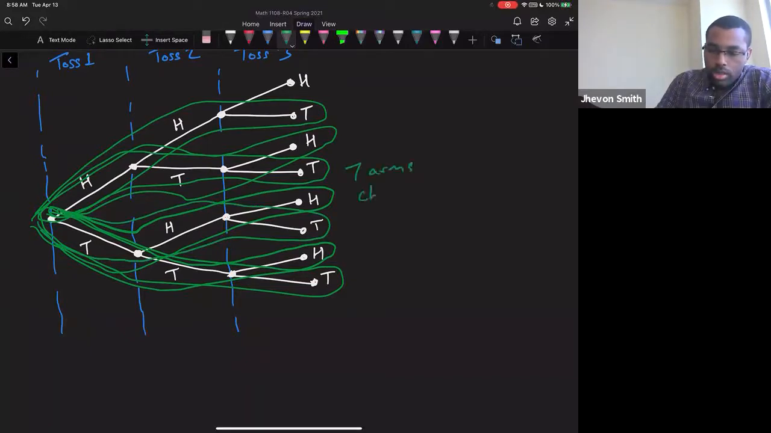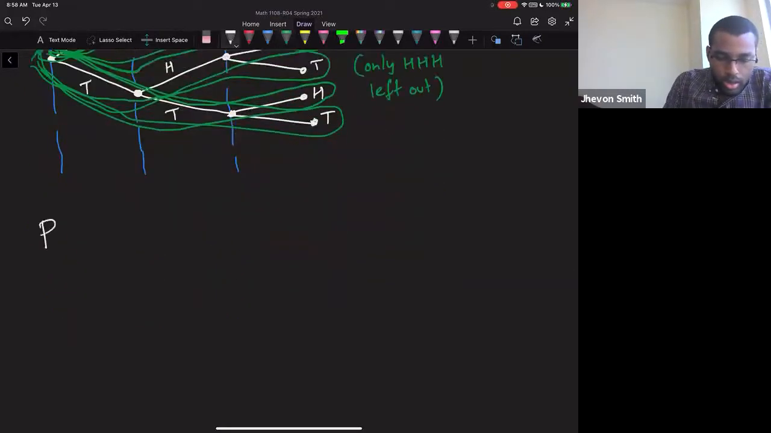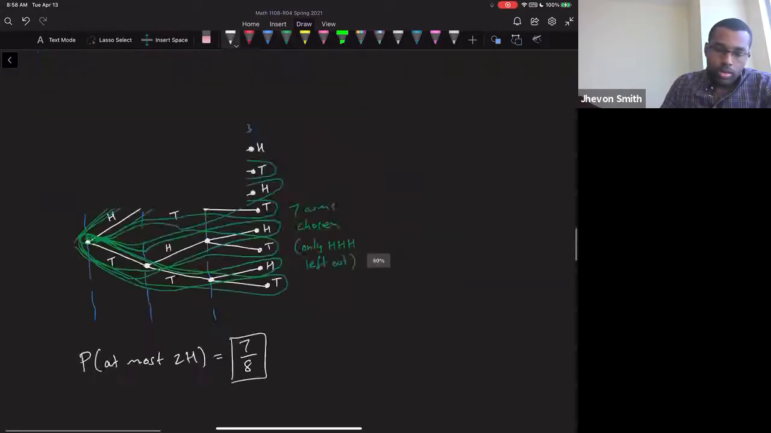7 arms chosen. Notice that only H, H, H is left out. You could also just realize that. So then the probability of at most 2 is going to be 7 out of 8. Right?